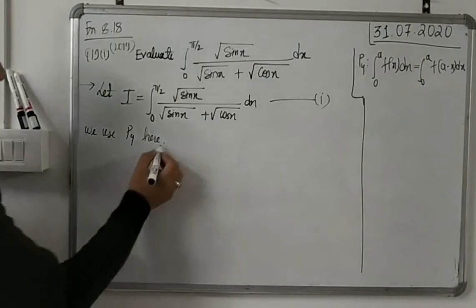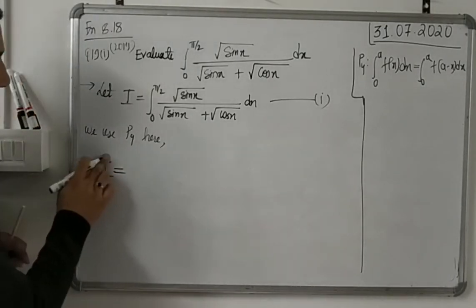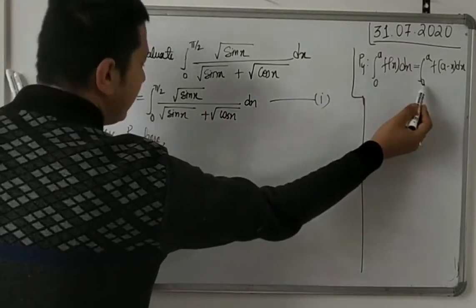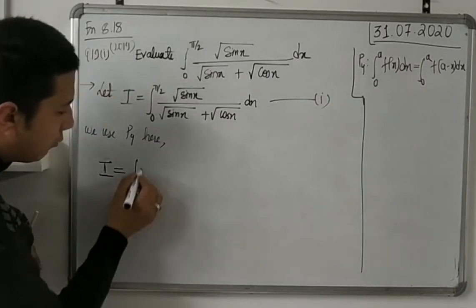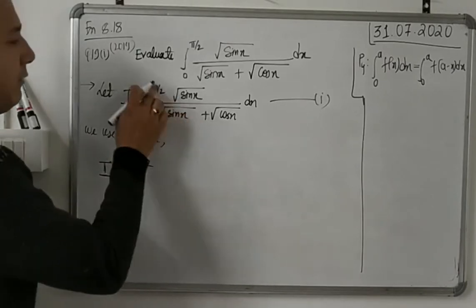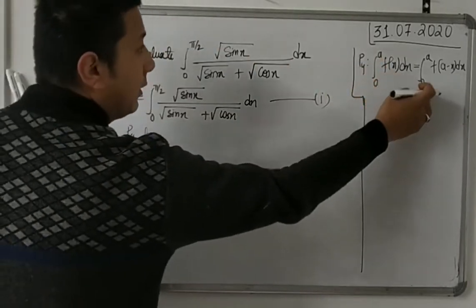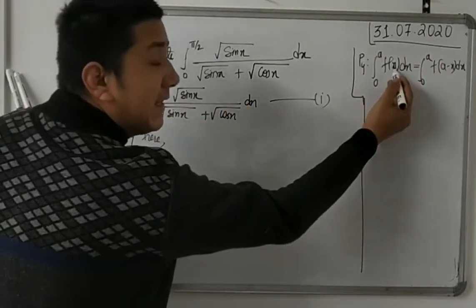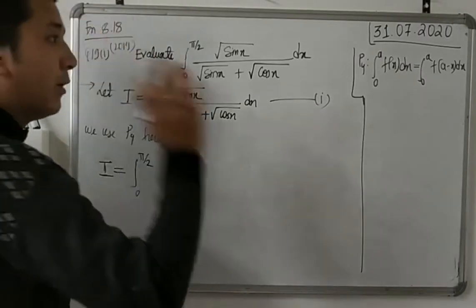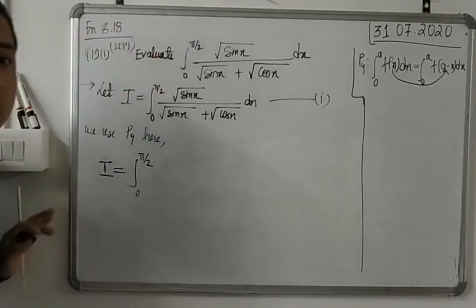Therefore, what we get after using P4 is, this integral I becomes integration 0 to a, which remains as 0 to pi by 2. Remember that we are now using P4. So what does P4 tell you? The limits are as they are, the function also remains the same, but wherever it is x, x changes from x to a minus x.